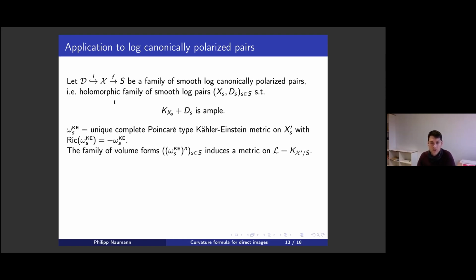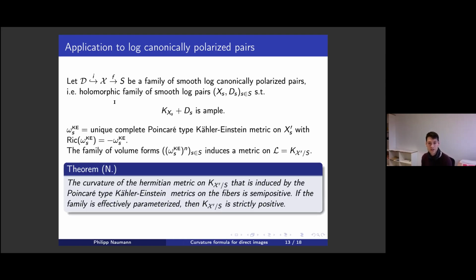Yeah? And first, in this application we need to say something about the positivity of L equipped with this metric coming from the Kähler-Einstein forms, and the result in this direction is just the analog of the compact case. So the curvature of this Hermitian metric on this L, which is the relative canonical, is semi-positive, and if the family is effectively parametrized, which means that this Kodaira-Spencer map I introduced before is injective in each point, then it's even strictly positive. Yeah? And this is just the analog of Schumacher's result from the compact case, and the proof is also more or less analogous. So it's an application of Yau's almost maximum principle in the complete case.